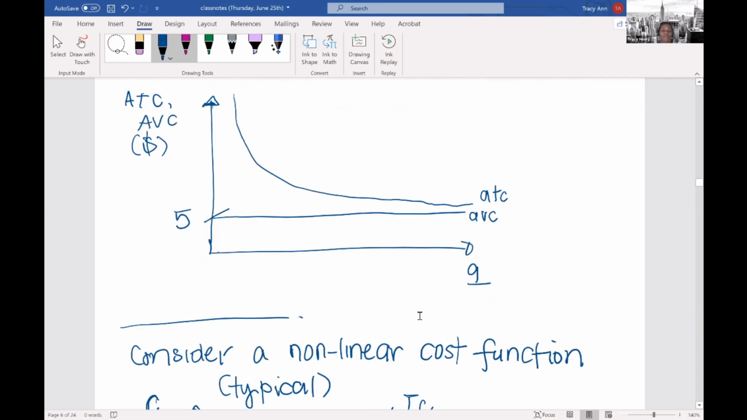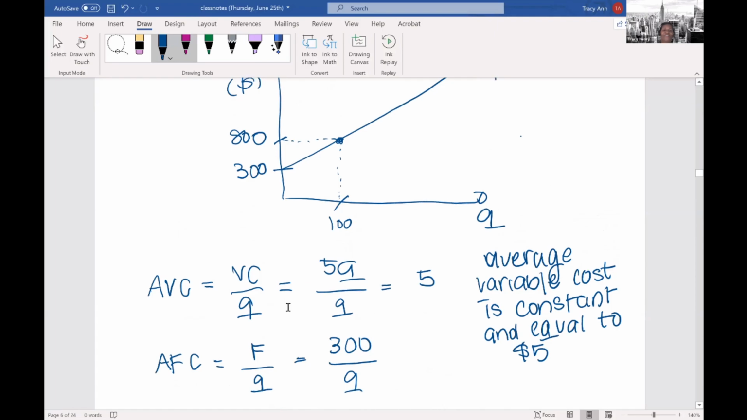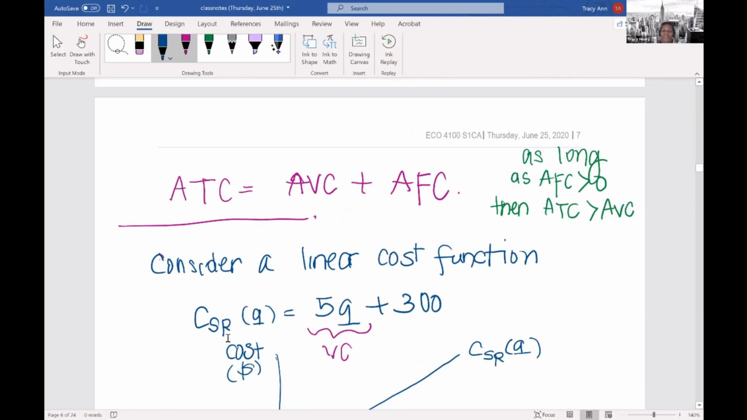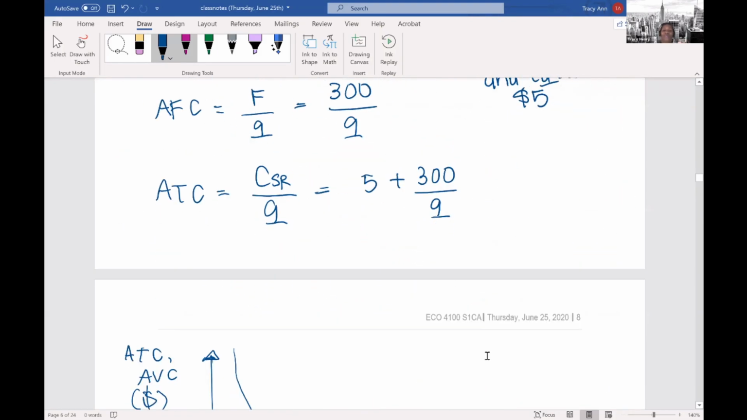Ooh, I forgot one thing. There was a calculation that I forgot. We calculated our average variable cost, our average fixed cost, and our average total cost from this linear cost function. But we didn't calculate our marginal cost. So I am going to stick it right here. Your marginal cost is equal to the derivative of your cost function with respect to quantity. And as it turns out, your marginal cost is equal to 5.